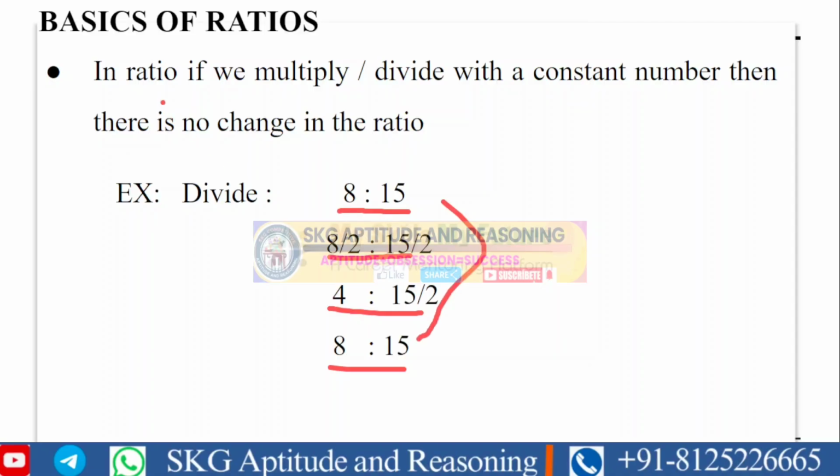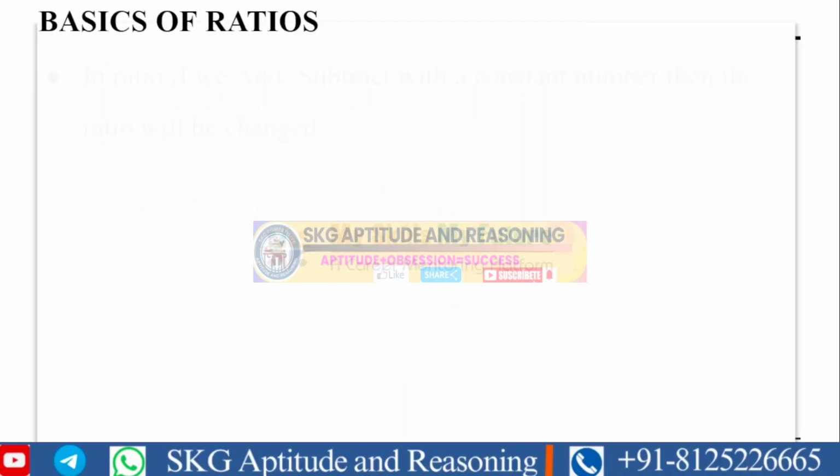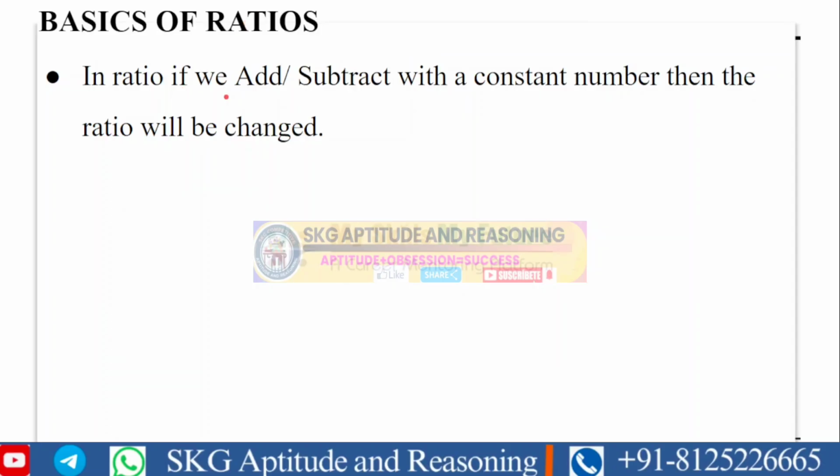Try to remember the point. If we multiply or divide with a constant number, there is no change in the ratio. And the next point: if we add or subtract a constant number, the ratio will change. For the case of multiplication and division, there is no change in the ratio.